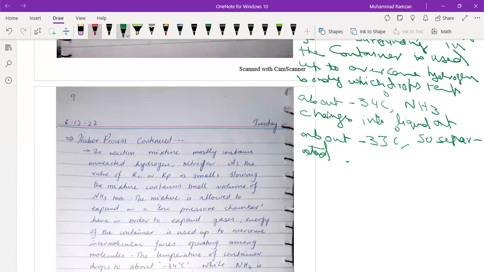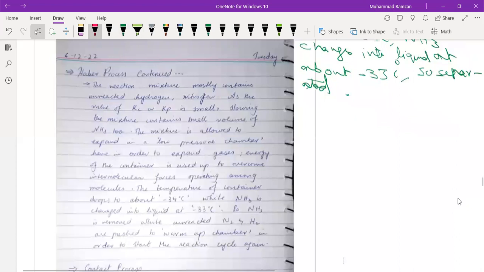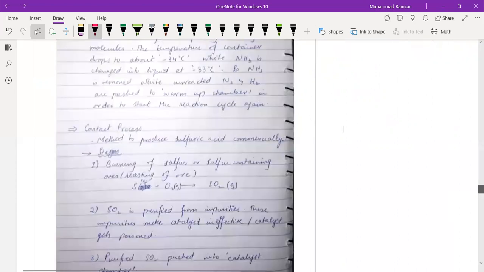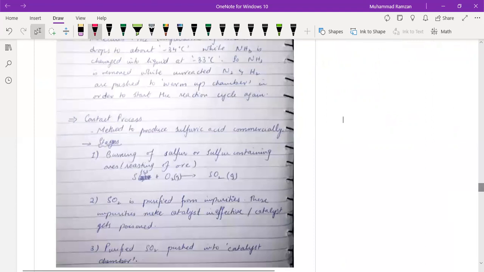Next is Haber process, and this is all written, you can go through it as well. Next is the contact process. Contact process is a method to produce sulfuric acid commercially.